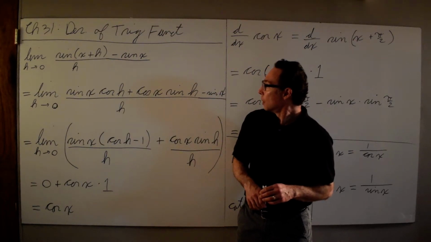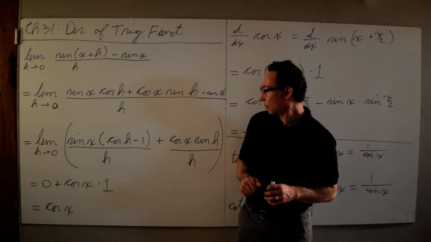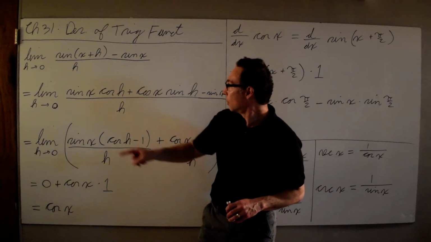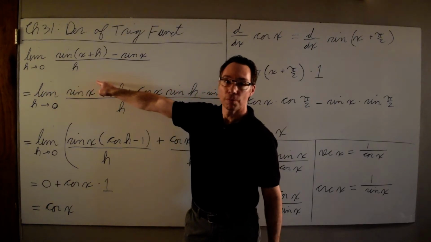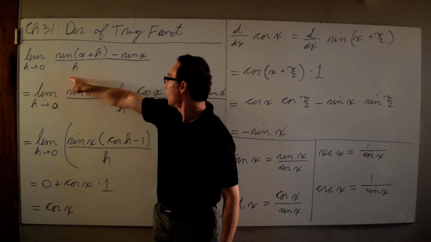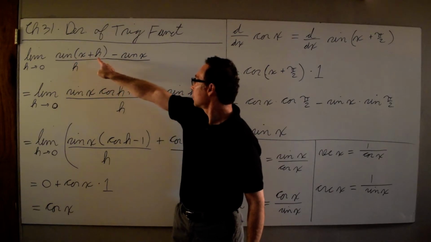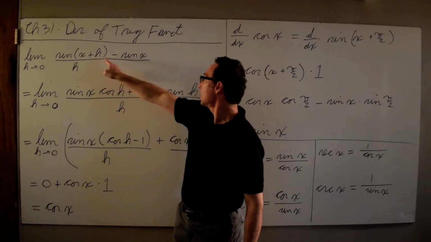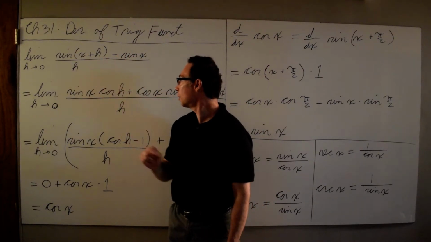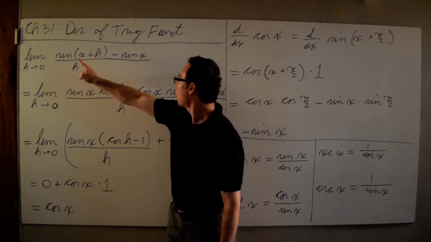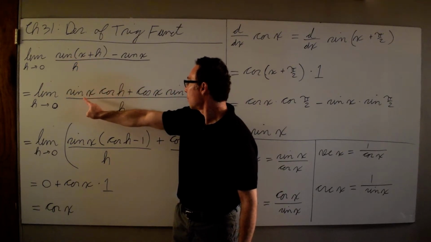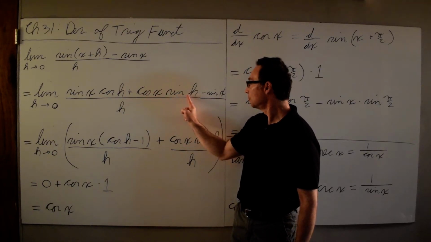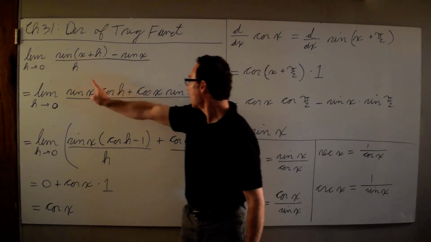So the first part is the derivative of sine is equal to cosine. How do we have that? Well, we use the definition of derivative. We use the limit as h goes to 0 of f of x plus h minus f of x divided by h. So we have sine of x plus h minus sine of x divided by h. Then we apply a trig identity here. So we have sine x cosine h plus cosine x sine h. So just use a trig identity.